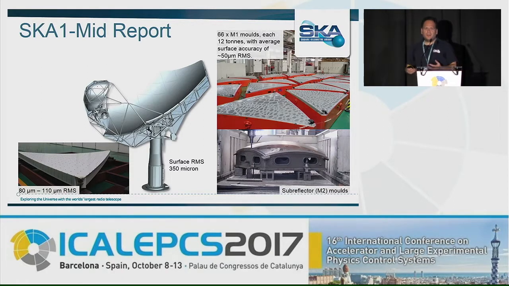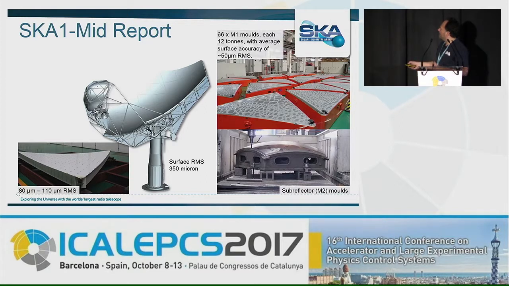So as I'm saying, we are 80% complete in the design phase. And this is the final design for the SKA1 mid antennas. We will have a surface RMS of 350 micron. We have tested that through the prototypes. We have 66 different kinds of these triangular panels that can be assembled very easily, and they are designed so that they keep that surface accuracy.